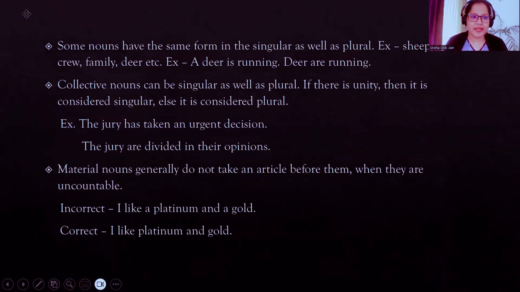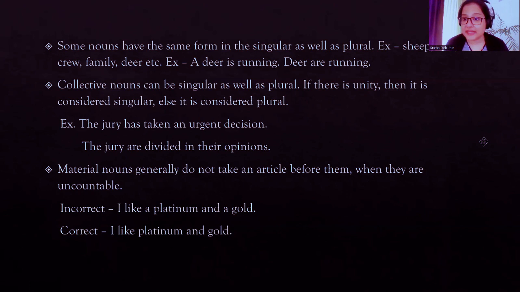All right, let's move ahead. So I've already given you some interesting rules about uncountable and countable nouns. Let's take a look at this. Some nouns have the same form in the singular as well as plural. For example, sheep, fish. It's not fishes, it's fish. One fish or eight fish.